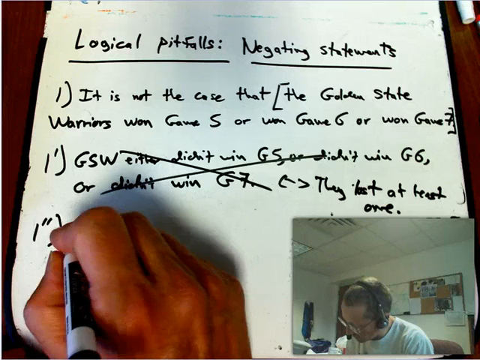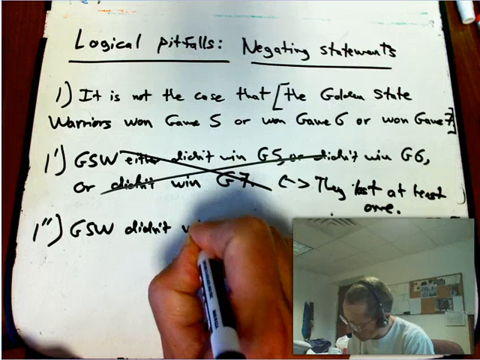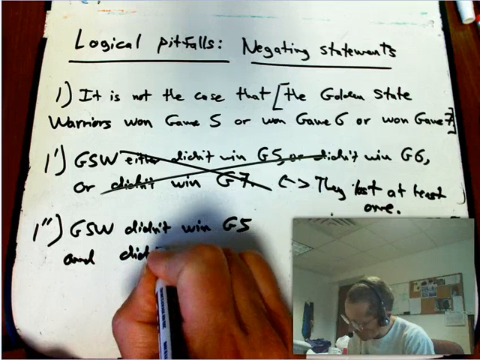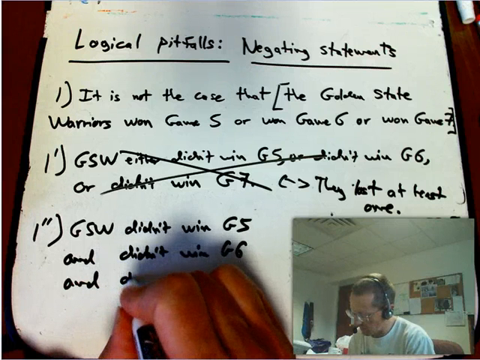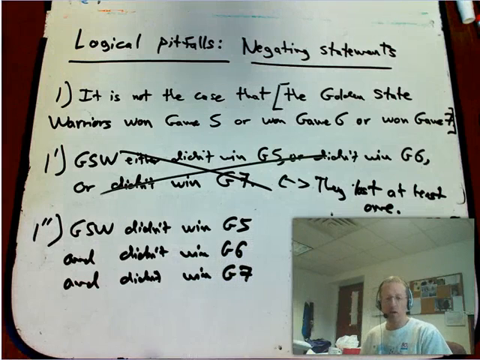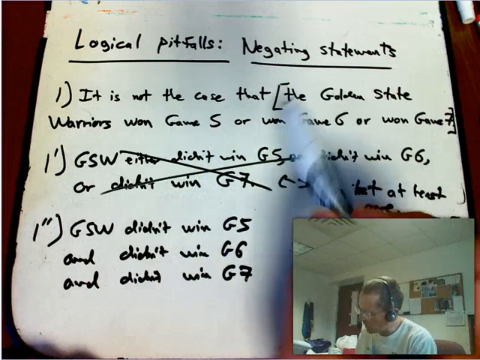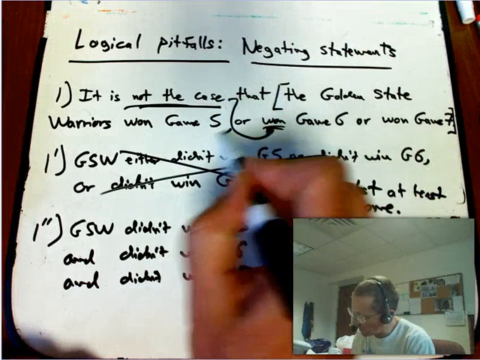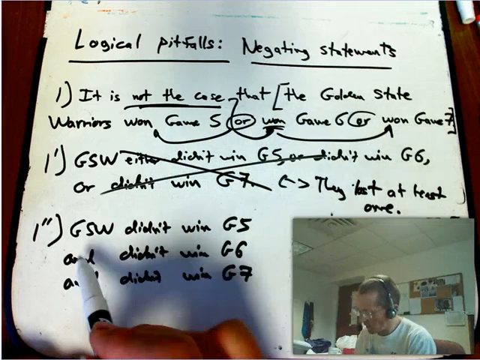So what it says really is that Golden State didn't win Game 5 and didn't win Game 6 and didn't win Game 7. Now I'm purposely saying didn't win because I wanted to keep the word won and have this idea that negation is then going in and negating each of these wins, but it's also changing the ors to ands.